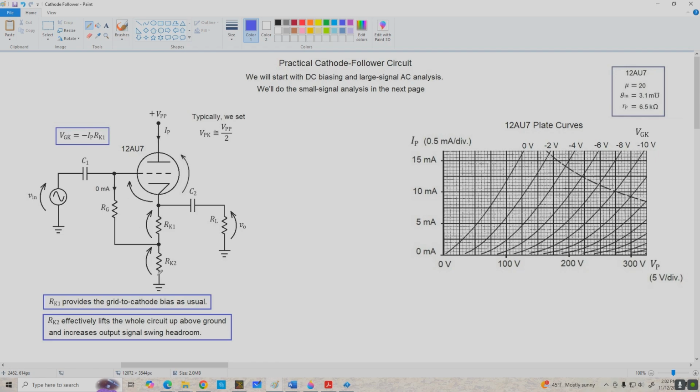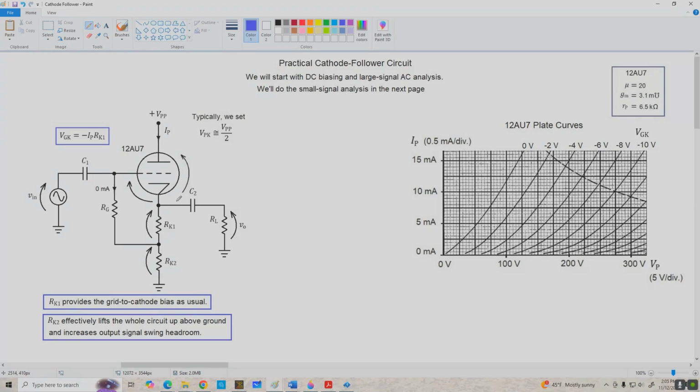Now RK2 is used to lift the entire circuit above ground, and it's going to be a pretty high value resistor, typically many times larger than RK1, and it's going to have a relatively high voltage drop across it. We're going to choose it typically to set our plate to cathode voltage somewhere around VPP over 2. That's not carved in stone, but generally speaking, you're going to have about half of the supply voltage dropped across the tube and the other half dropped across RK2.